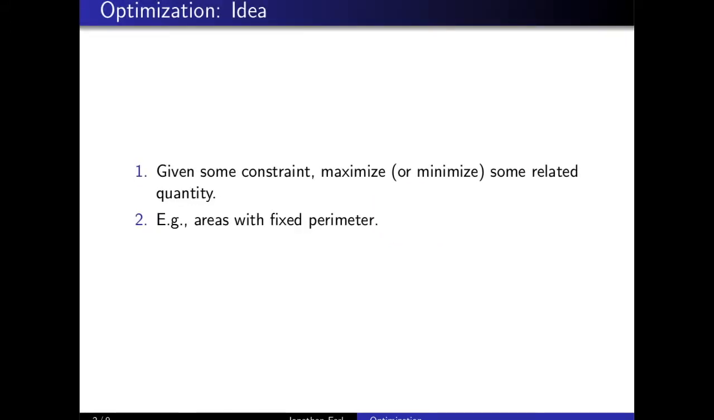Okay, so the main idea is that we've got some constraining equation, a constraining quantity, and we want to maximize or minimize something else that is related to this constraining quantity. So an example of this might be that you want to maximize or minimize an area subject to a constraint in the perimeter.